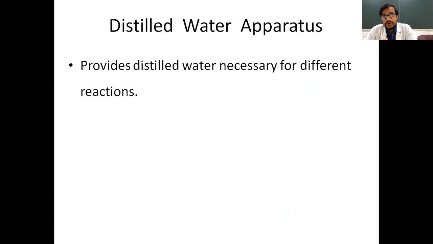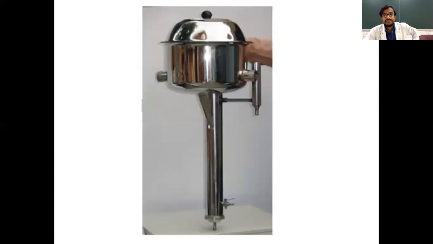So next is the distilled water apparatus. We know distilled water is very necessary for preparation of blank, for cleaning the different test tubes, for cleaning the probes, and for cleaning the different piping system in the semi-auto analyzer and fully auto analyzer. So distilled water is necessary, which is made by the distilled water apparatus. The tap water is connected to the distilled water apparatus. When we open the tap water, it will go to the distilled water apparatus where it is distilled, and the distilled water comes out in another pipe. So this is the distilled water apparatus used in the laboratory, which is connected to the tap water, and distilled water is given to us in another pipe. Hope everyone is clear. Okay.